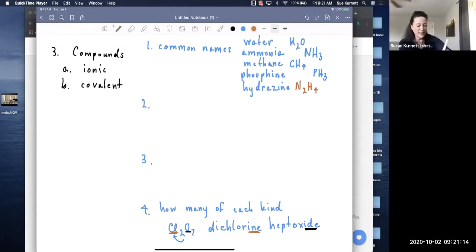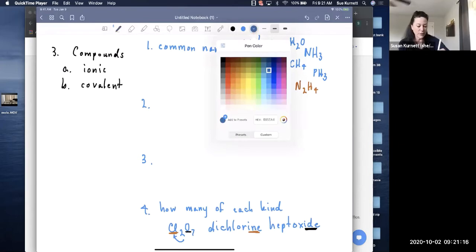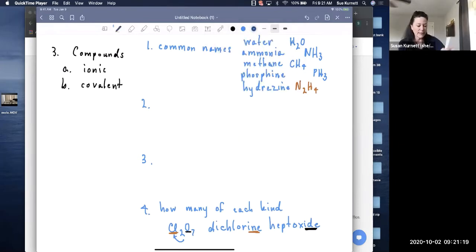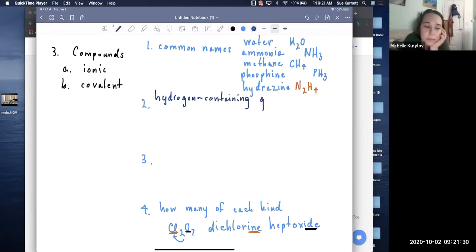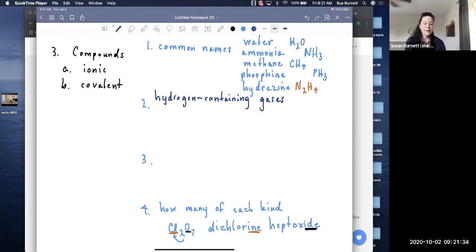This next bunch is important. They're all important, but they're important for different reasons. This next bunch are the hydrogen-containing gases. How many of these are there? 6. When I think of these, I usually think of the halogens. So fluorine, chlorine, bromine, iodine. So fluoride can gain a hydrogen and become hydrogen fluoride gas.